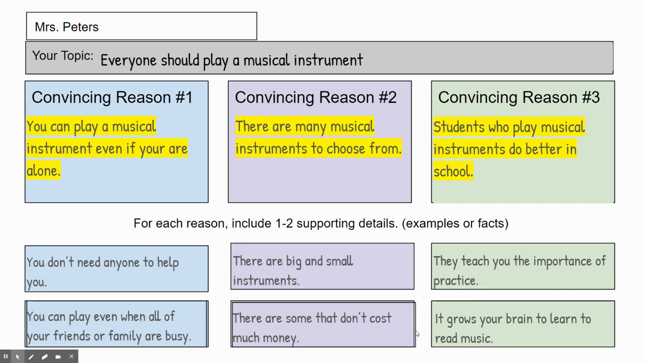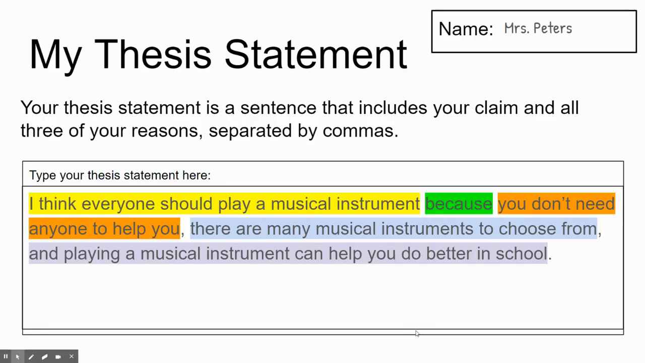So we're going to be looking at our claim and our reasons. So watch, let's look at the one that Mrs. Peters wrote today. My thesis statement goes like this. I think, so we always want to start with an I think or I believe. But I wrote, I think everyone should play a musical instrument because, very important. Now notice I'm going to put my first reason. You don't need anyone to help you, and a comma. There are many musical instruments to choose from, then a comma. And playing a musical instrument can help you do better in school. Period. There's my period. So that is actually one long, complex sentence.